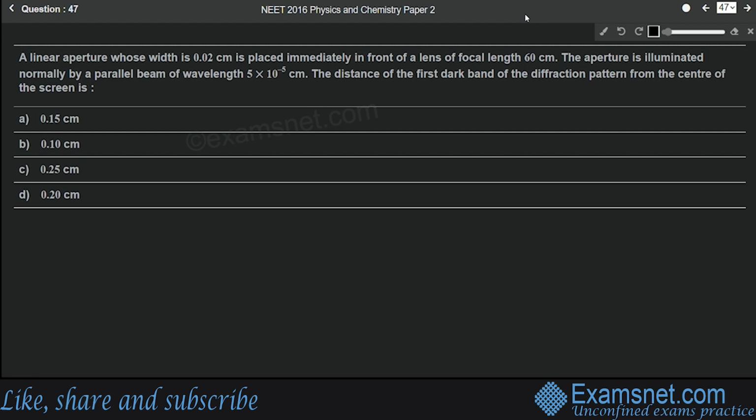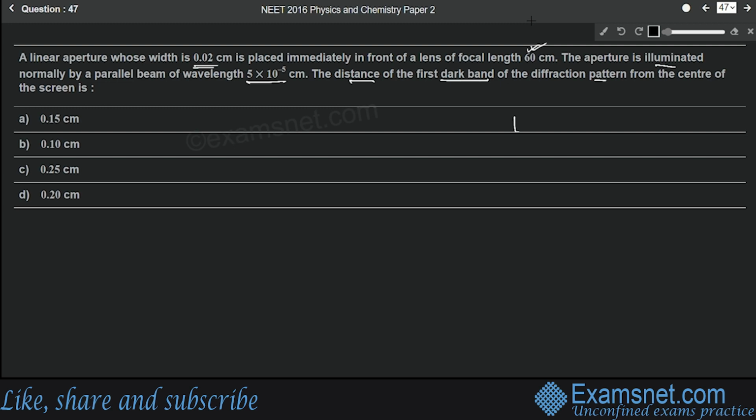Question number 47 is from the chapter Wave Optics and the question is: a linear aperture whose width is 0.02 centimeter is placed immediately in front of a lens of focal length 60 centimeter. The aperture is illuminated normally by a parallel beam of wavelength 5 into 10 to the power minus 5 centimeter. The distance of the first dark band of the diffraction pattern from the center of the screen is.